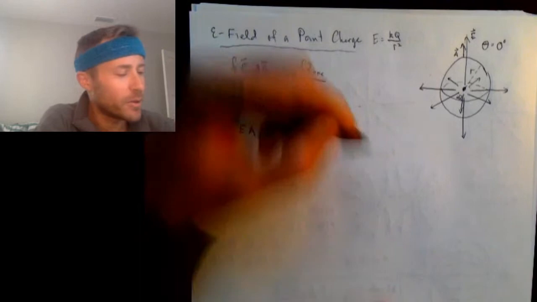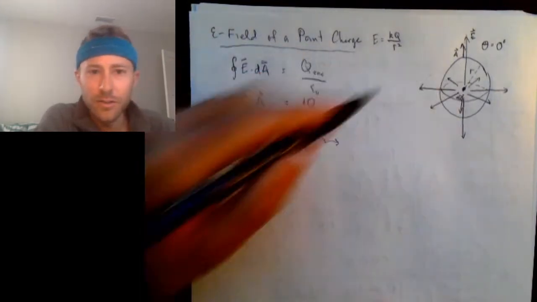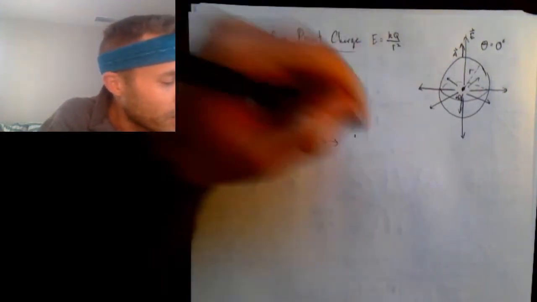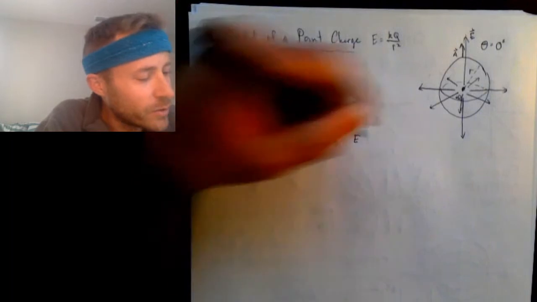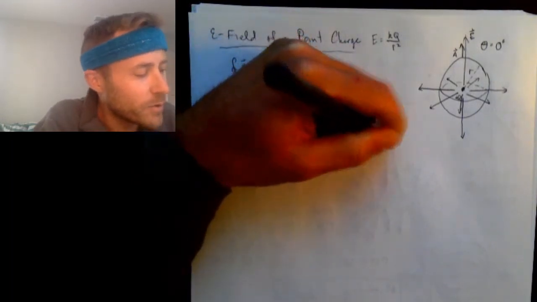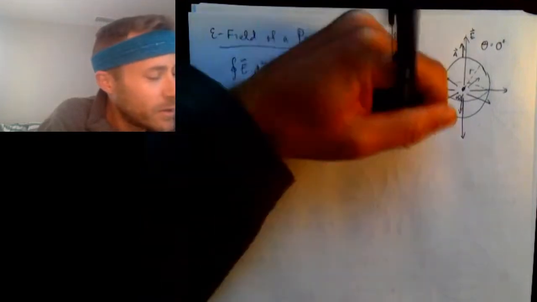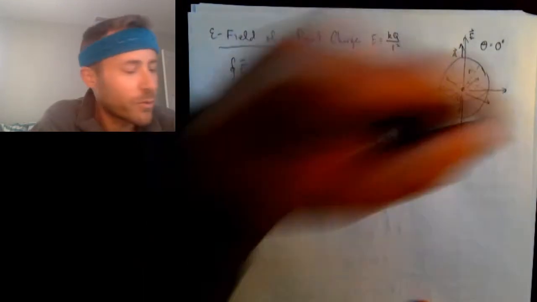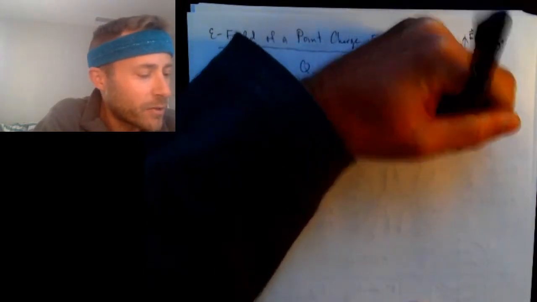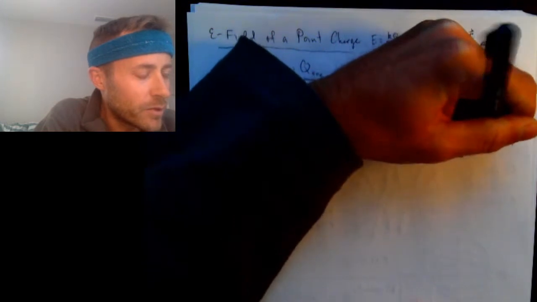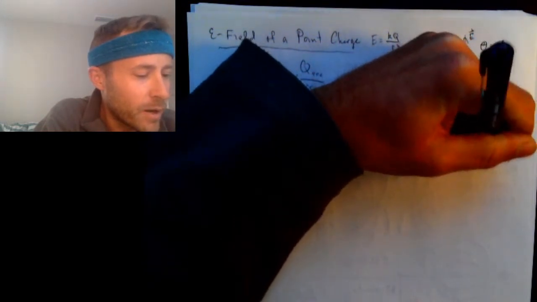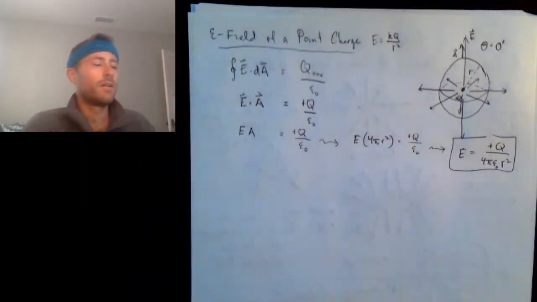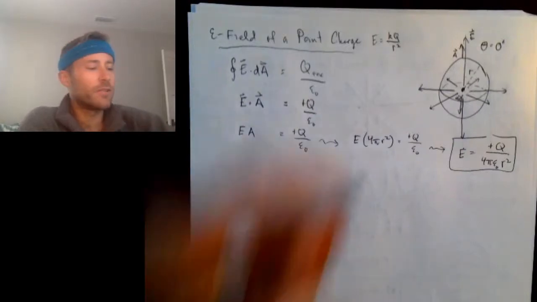Okay, I'm going to go sideways now. The area is the area of the Gaussian surface, which is 4 pi r squared. So I have electric field times 4 pi r squared. I've replaced area with 4 pi r squared, equals plus Q over epsilon naught. Divide both sides by 4 pi r squared. I get that the electric field is plus Q over 4 pi epsilon naught r squared. Boom.